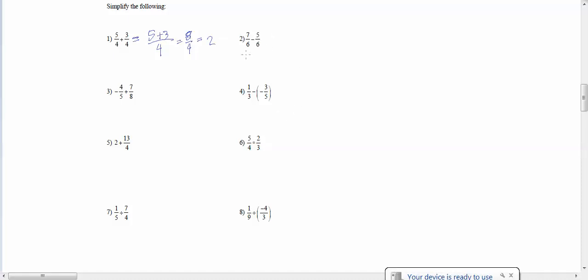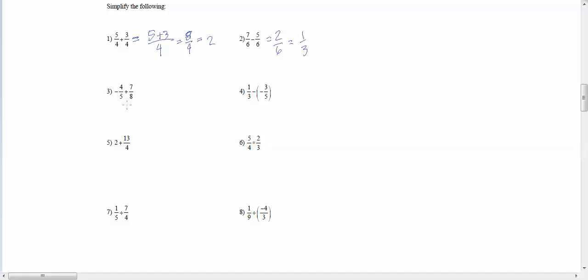Alright, similarly, let's do this one. 7 over 6 minus 5 over 6, that's simply 7 minus 5, which is 2 over 6. I keep the same denominator, but I subtract or add whatever the numerators, and then you end up getting 1/3, if you were to reduce that fraction.